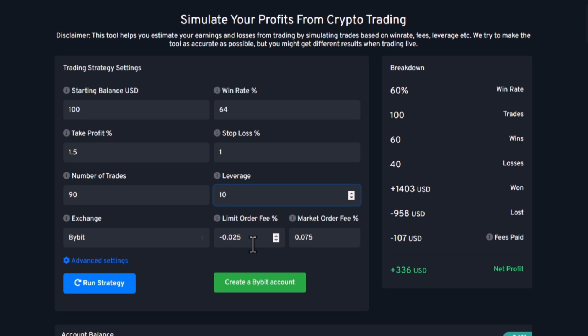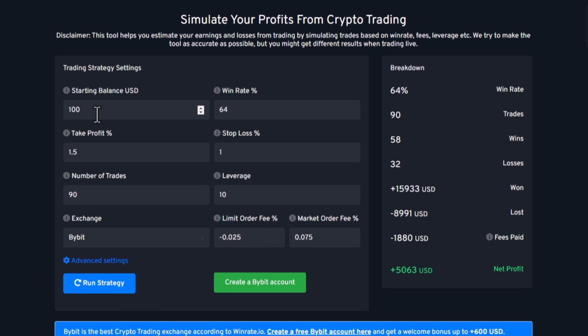Let's run the strategy the way it is. So you can see you can turn $100 in 90 trades to almost 5k, and this is an average. The market is not always going like this. This is an average to give you an overlook of the strategy.